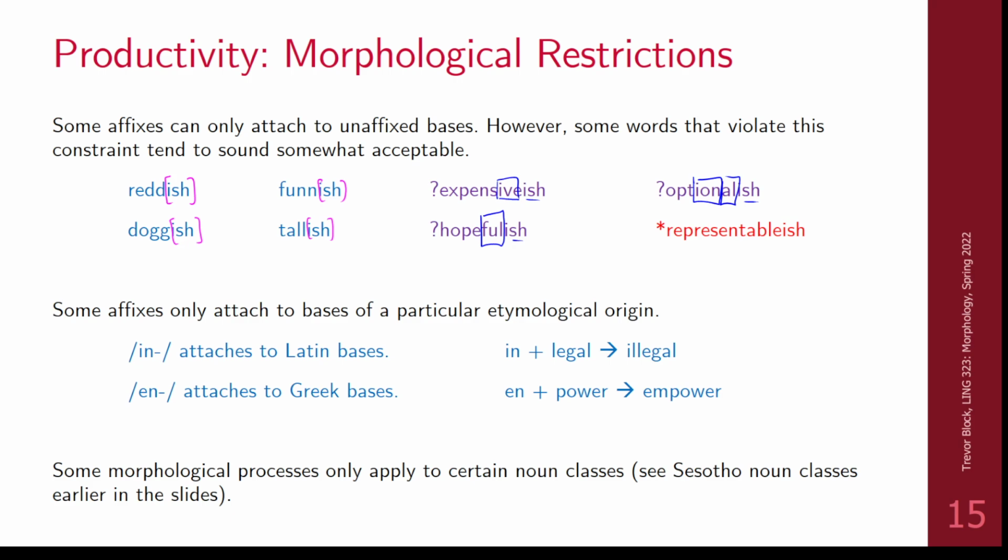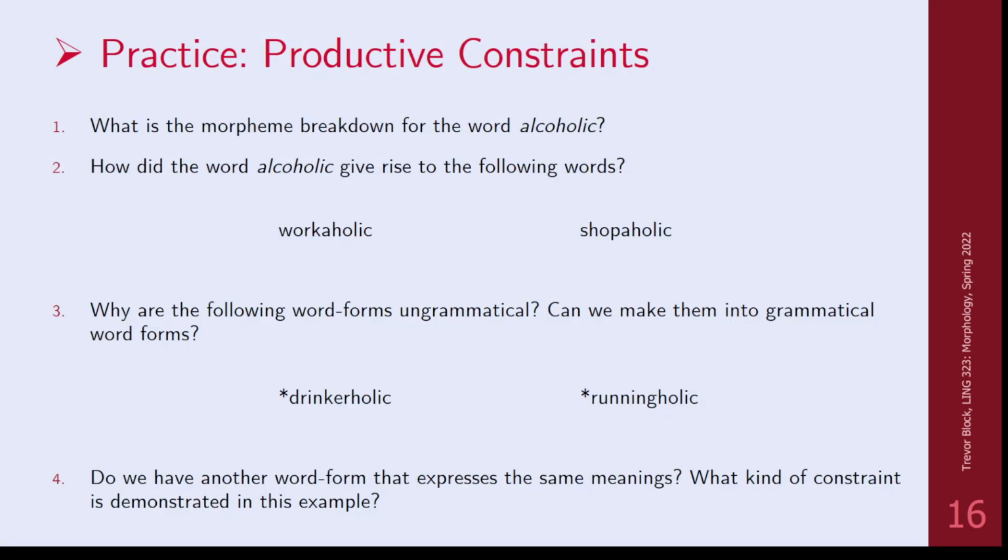As we saw earlier, some affixes are very particular about the bases they attach to. So this is a morphological restriction. So in can only attach to Latin bases, for example, while an attaches to Greek bases. And if there are certain noun classes, you might have restrictions on that too. So let's think about the word alcoholic. What is the breakdown for this word in terms of morphemes? So you have a word like alcohol. This is a noun. And you have ic, which is an affix, and this creates a new noun. So this is someone who is addicted to alcohol.